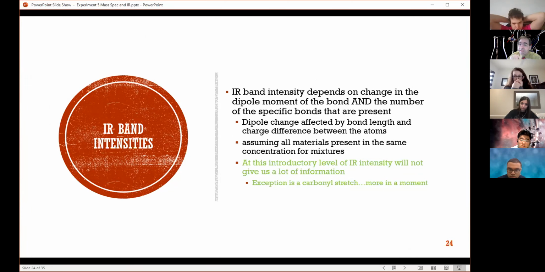So you can't correlate how many bonds you have to how big the peak is, right? We're so used to saying this is a bigger peak, so it has more. You can't do that with IR. The intensity of the peak is essentially meaningless, with the exception of a carbonyl peak that'll come up in a minute, because there always has to be an exception.